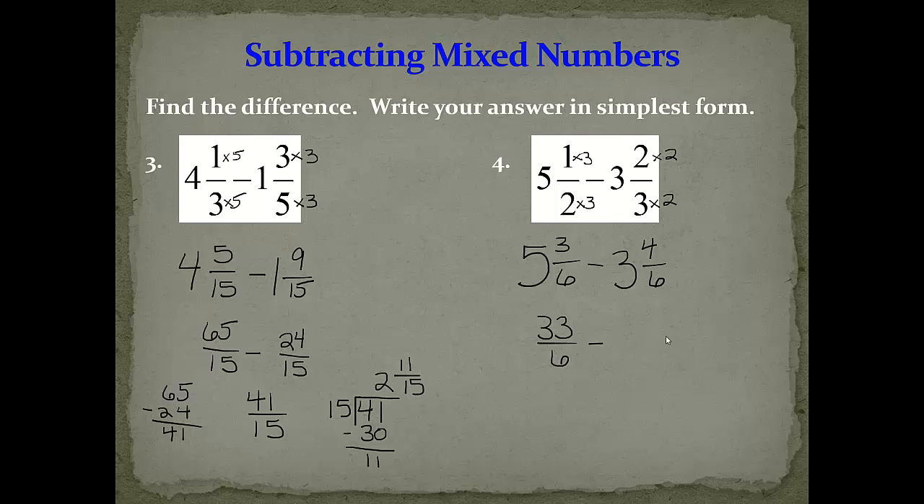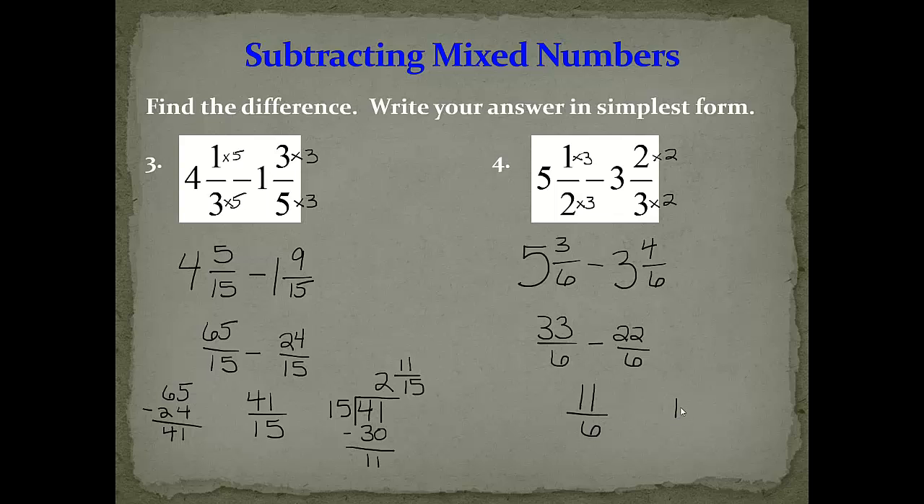And then we're going to subtract our next mixed number. So we're going to change that into an improper fraction. 6 times 3 is 18, plus 4 is 22. So we have 22/6. Now we're going to subtract our numerator. So we have 33 minus 22, and that is 11. So we get 11/6.